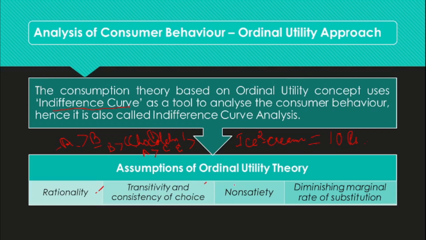Non-satiety simply means that it is not easy to satisfy the consumer, and that the need or requirement to fulfill one's desire is quite high. Then the fourth important assumption is the diminishing marginal rate of substitution. This concept I will discuss in detail in the next slide. With this fourth assumption, the ordinal utility concept of consumption theory is presented here.